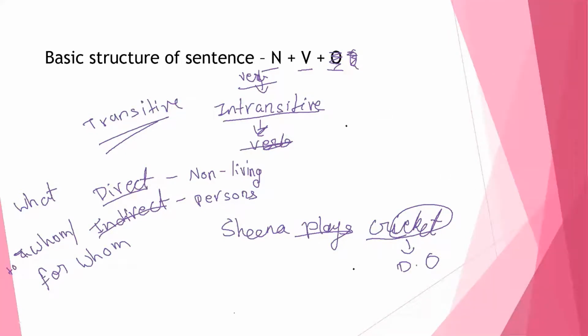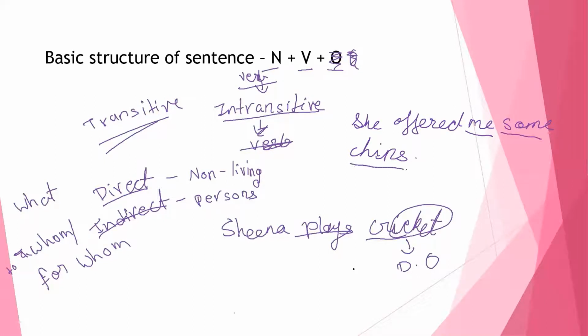For an example of an indirect object, you can take "She offered me some chips." Now, if I ask here, offered to whom? I get the answer me. And if I ask offered what? I get the answer some chips.